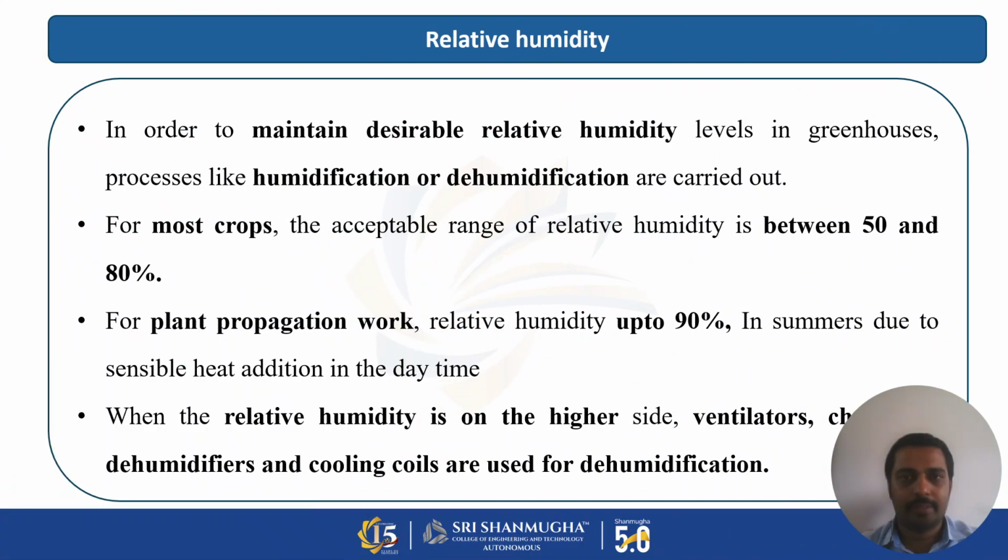Okay, the next one is relative humidity. Relative humidity is simply the moisture content available in the air. It involves processes like humidification and dehumidification. Most crops need between 50 to 80% relative humidity. Plant propagation needs up to 90% relative humidity for crop growth. Relative humidity can be managed using ventilators, dehumidification, and cooling coils.